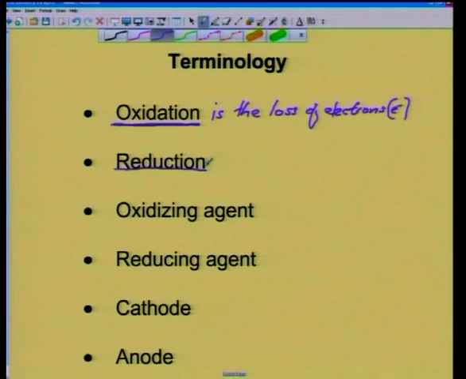Reduction, on the other side, is the gaining of electrons. So reduction is the gaining or receiving of electrons. When receiving of electrons happens, we say reduction has occurred. Right, now that is reduction.